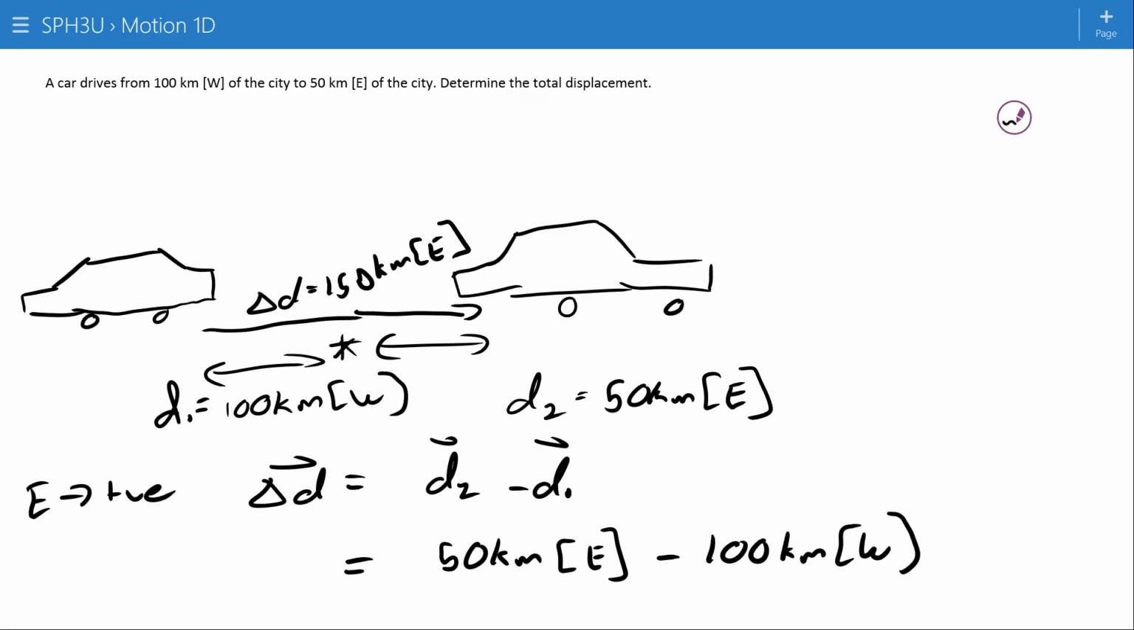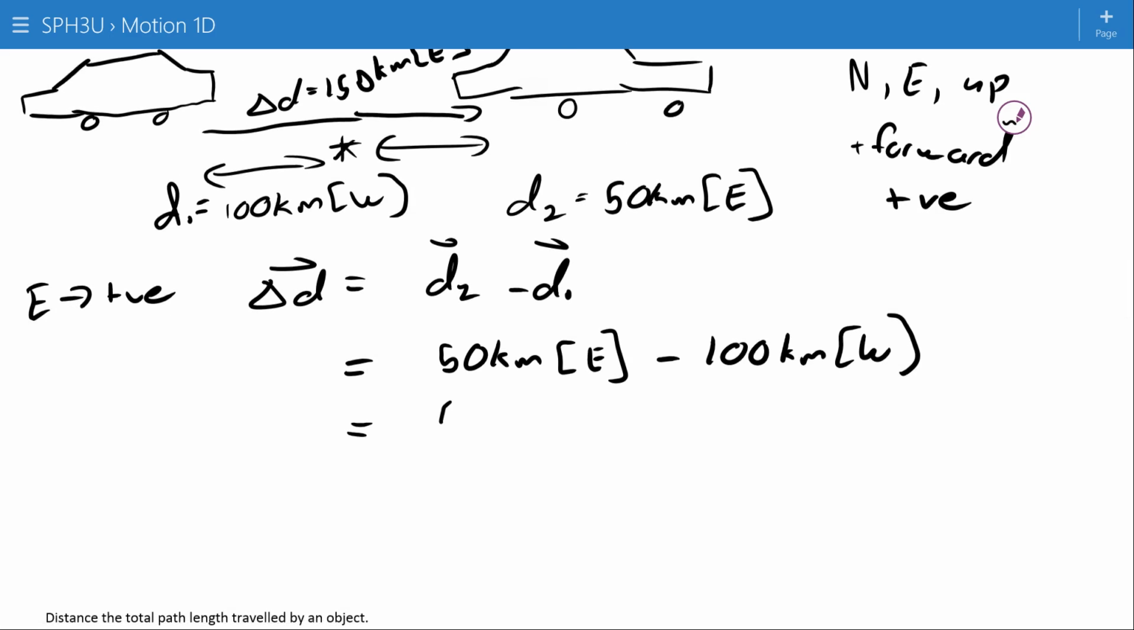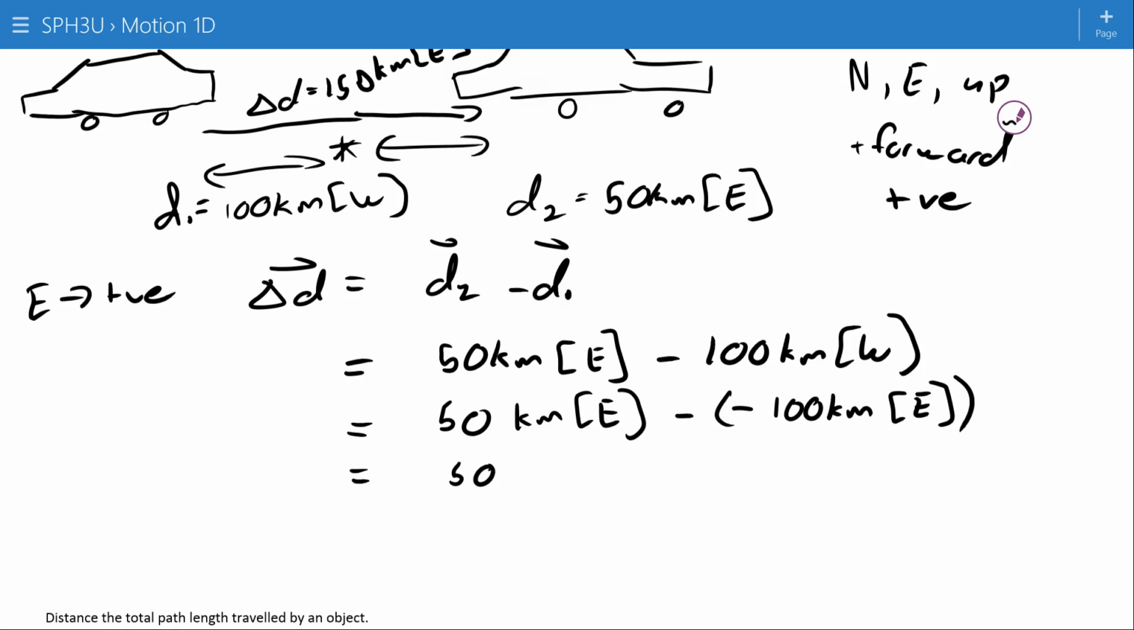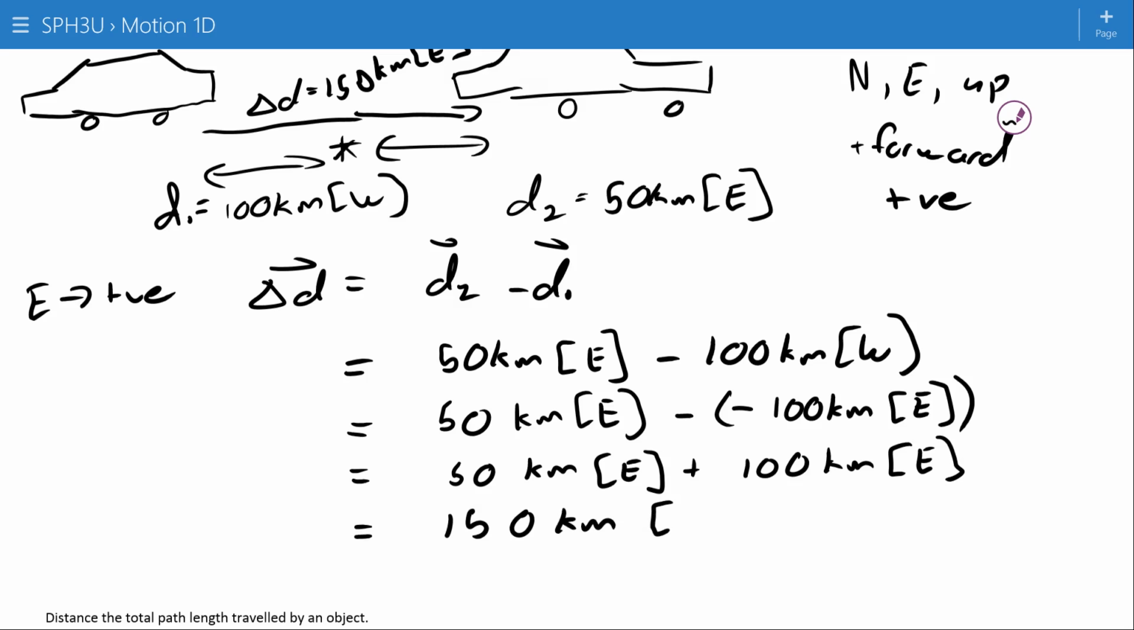In general, not always, but most of the time, unless there's a good reason not to, I'm going to consider the following: north, east, up, and forward to be positive. I'll try to remember to say what I'm doing, but that's the general rule that I'm going to follow. So what that means then is that this 50 kilometers east is going to stay positive, but this 100 kilometers west is going to turn into a negative. So 50, two negatives make a positive. And I get my total displacement, as I got from the common sense of the situation, as 150 kilometers east.